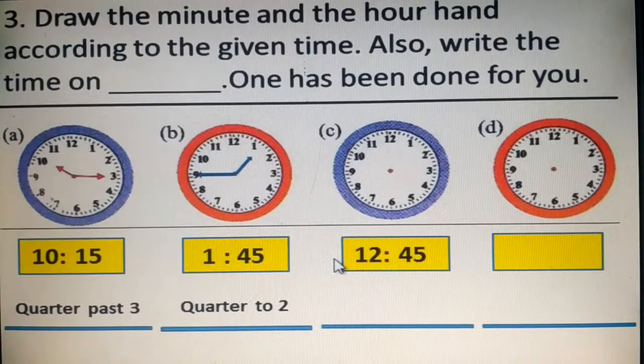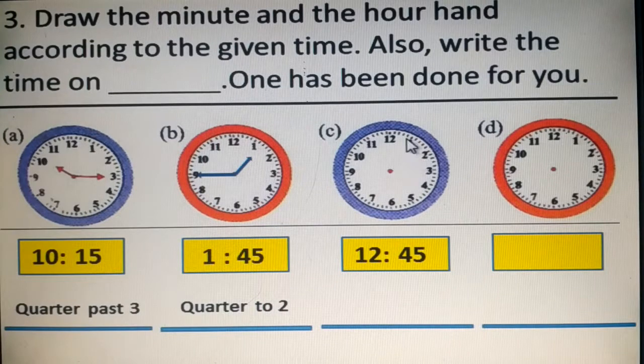In the next one, the time is 12:45. It means the hour hand must be in between 12 and 1, and the minute hand at 9. 9 5s are 45. This is the time 12:45, or it is quarter to 1.